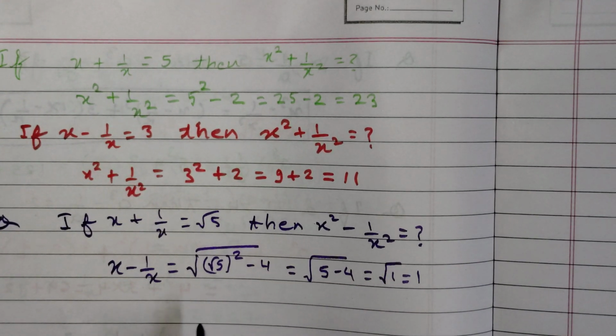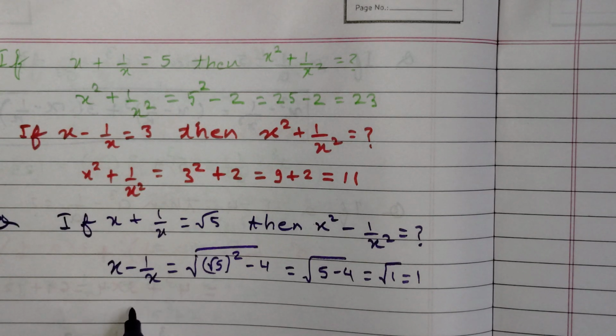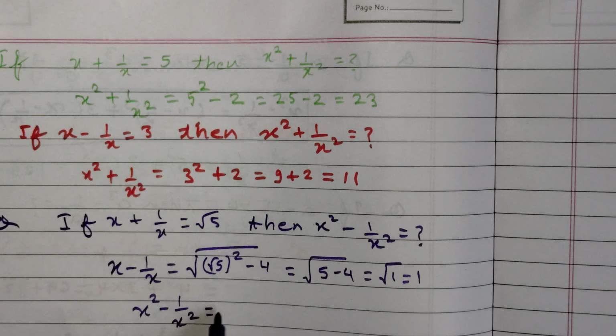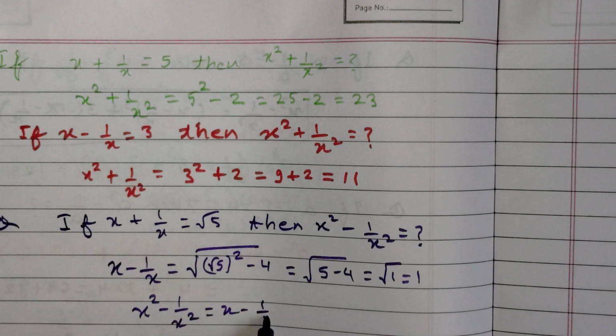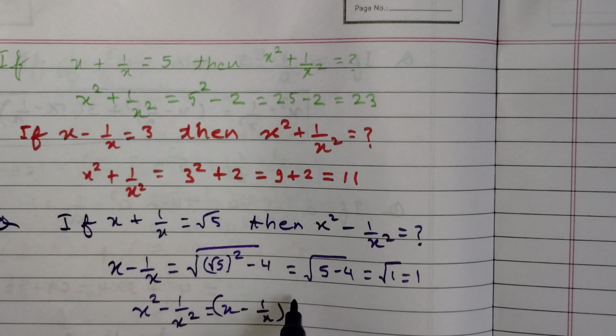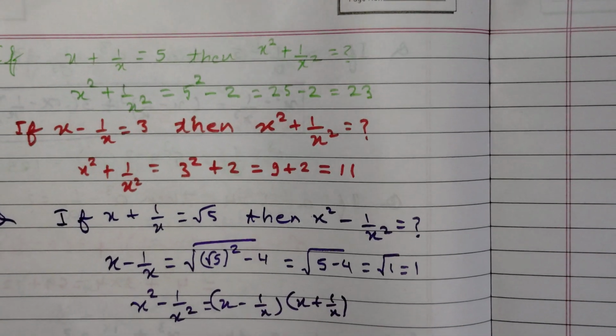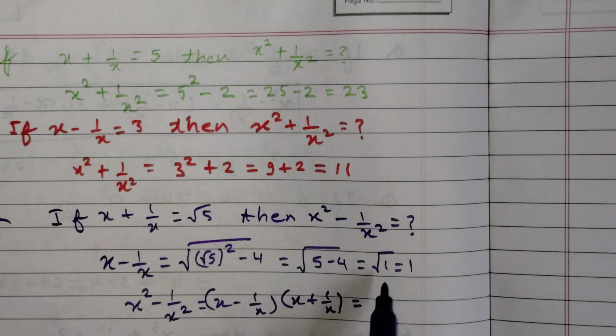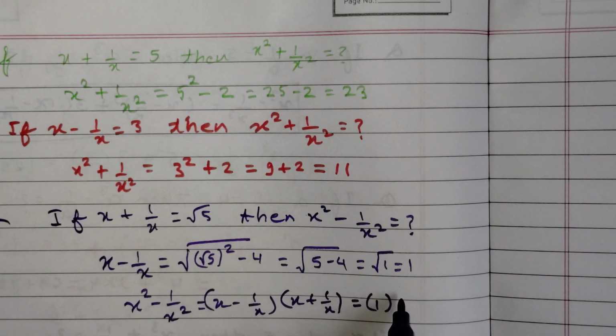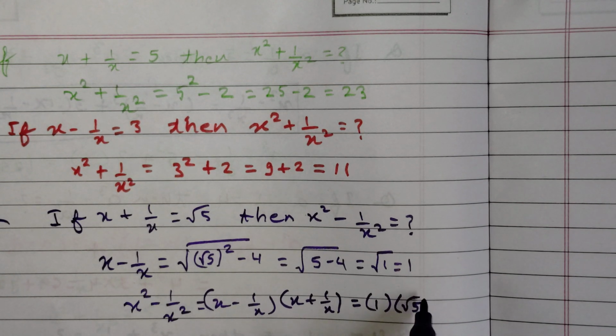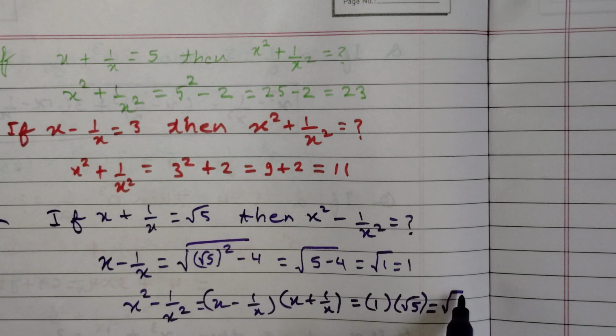Now the x square minus 1 upon x square identity is equal to x minus 1 upon x times x plus 1 upon x. So replacing the values, x minus 1 upon x is 1, x plus 1 upon x is square root 5. We get the answer square root 5.